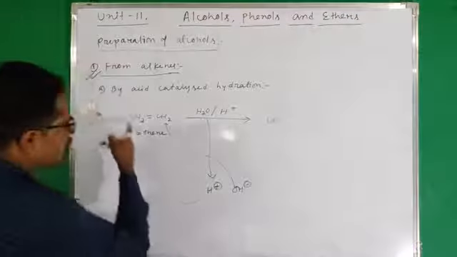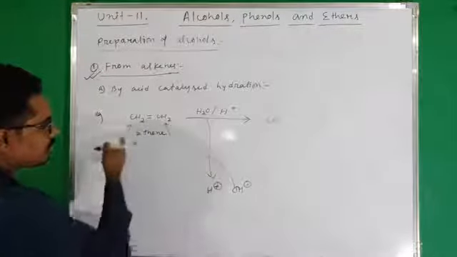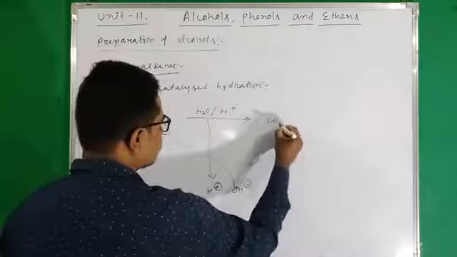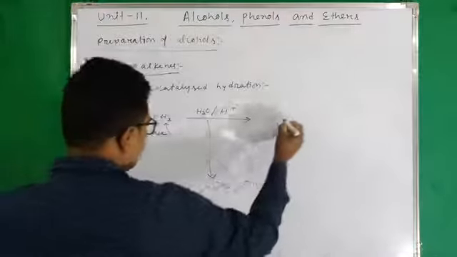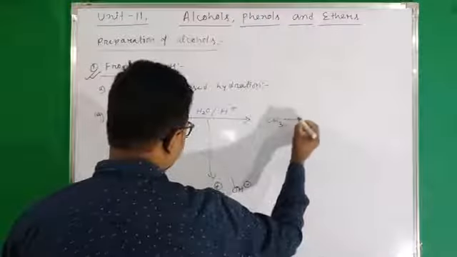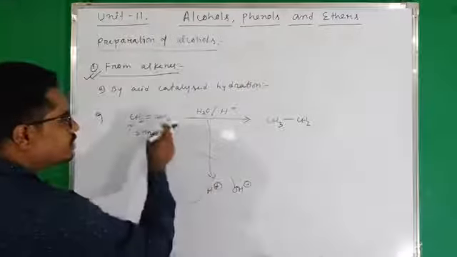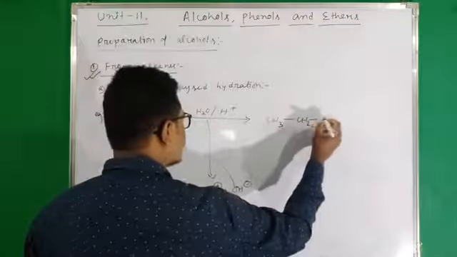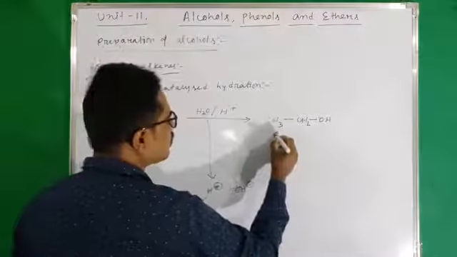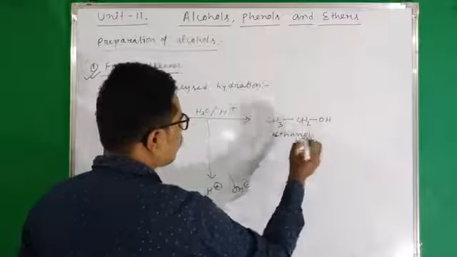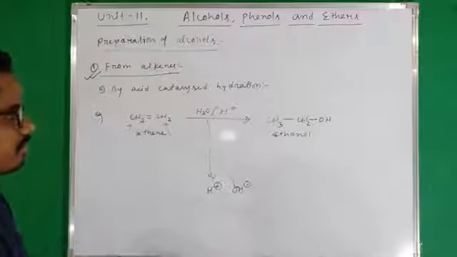the result is at first CH2 is present. After addition of this hydrogen we will get CH3. Okay, then this double bond will convert into single bond and will form CH2, and due to addition of this OH negative we will get CH2OH. That means we will get ethanol. Okay, so by acid catalyzed hydration we can prepare alcohol.